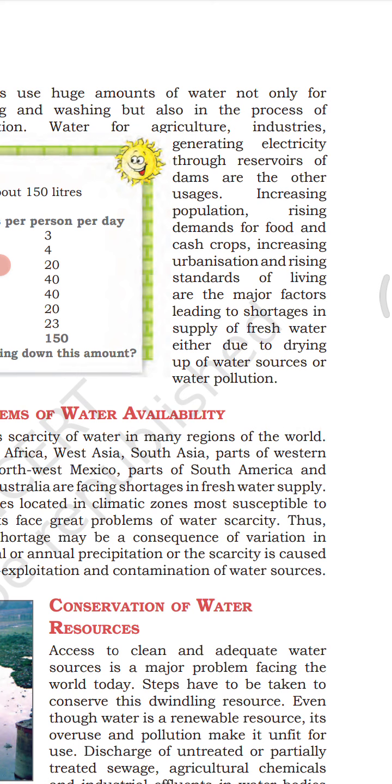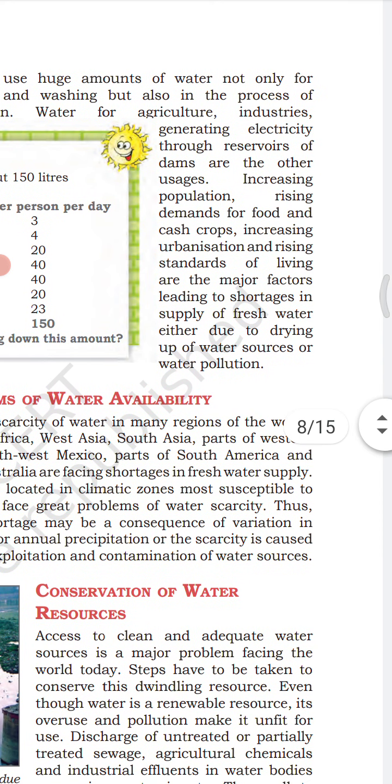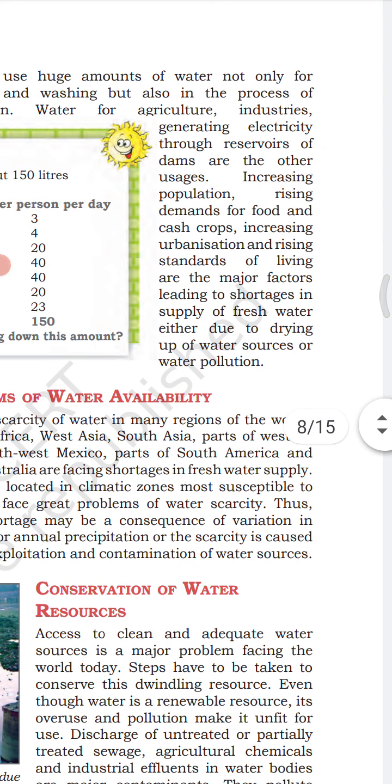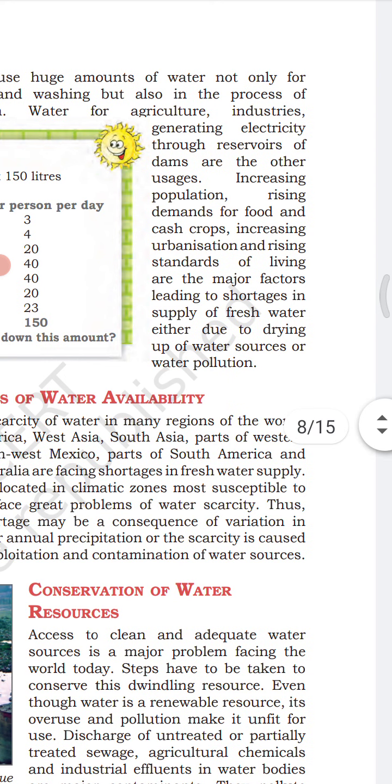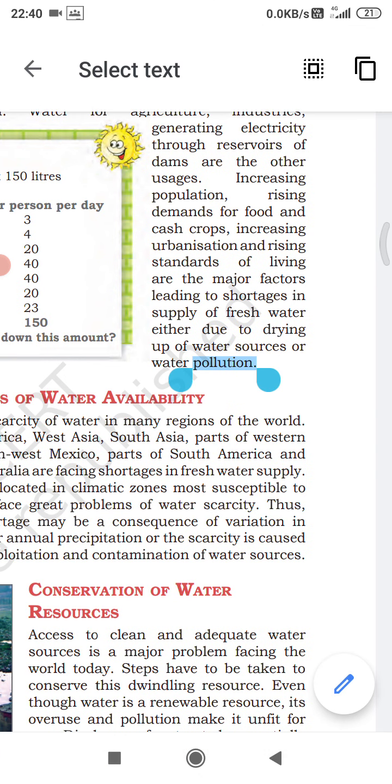Then increasing population, rising demand for food and cash crops, increasing urbanization and rising standards of living are the major factors leading to shortages in supply of fresh water, either due to drying up of water resources or water pollution. Please underline these. These are the causes of overutilization of water: increasing population, then rising demands for food and cash crops, next increasing urbanization, next rising standards of living. These are some of the factors that lead to the shortage of fresh water.